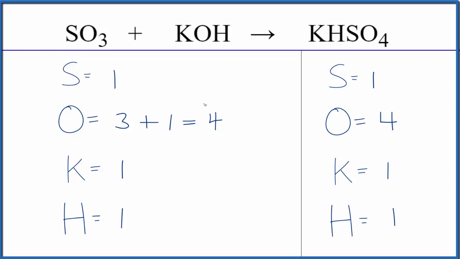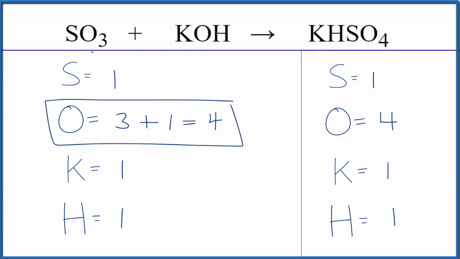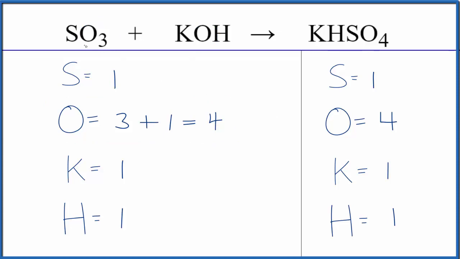If you're having problems with this, it probably was right here where you didn't count up all of the oxygen atoms. This is Dr. V with the balanced equation for sulfur trioxide plus potassium hydroxide.